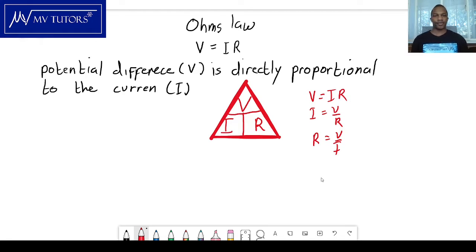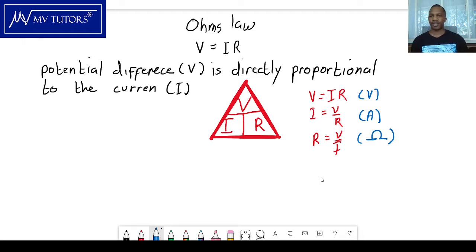All right, so now what else do I want to let you know? I want you to know that the SI unit for voltage is volts, that's V, and we measure current in amperes, so that's A, and then we measure resistance in ohms, like that. That you need to know as well. So this is pretty much the first principle that you need to understand.